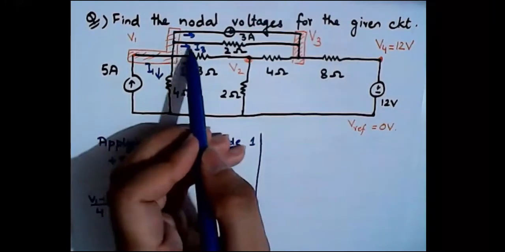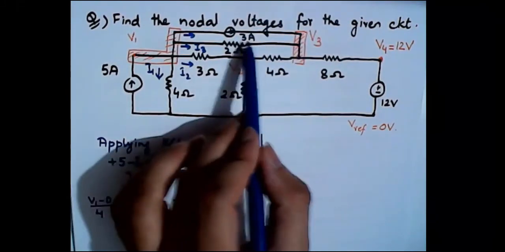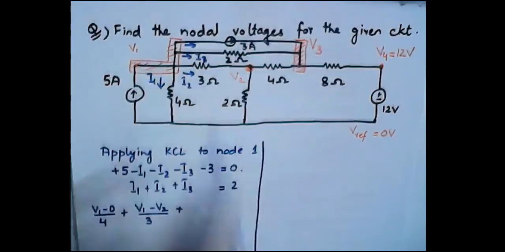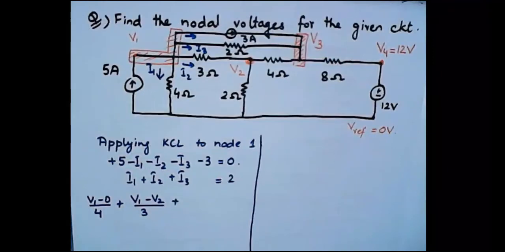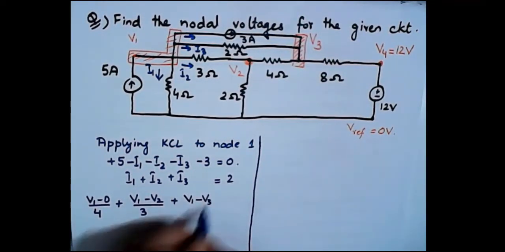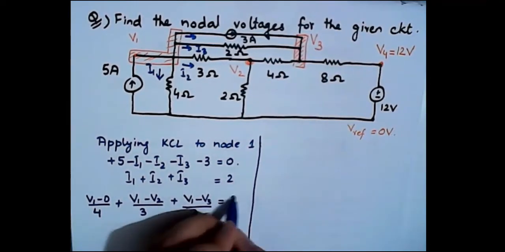Now here you can see that the voltage due to which this current I3 is flowing is between V1 and V3. So because this 2 ohm resistance is connected between node 1 and node 3, I3 will be equal to V1 minus V3 divided by the resistance, which is how much? 2 ohms, is equal to 2, right?